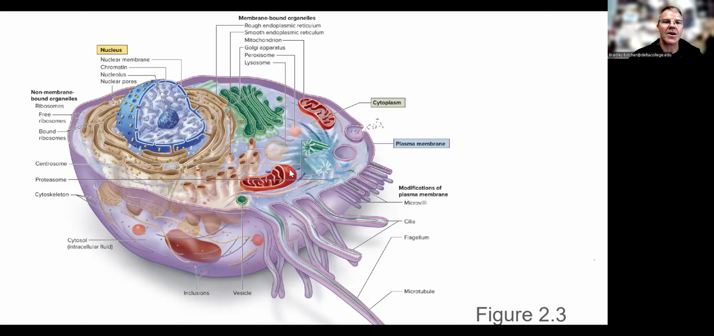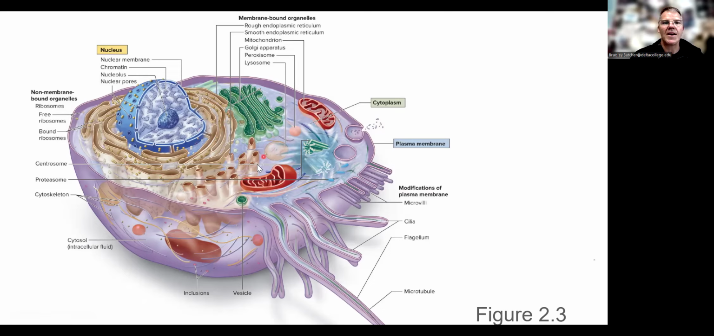Let's see, what else can we point out in here? All cells are going to have these little dotted structures around here. Those are called ribosomes, and those ribosomes take the instructions from DNA and turn them into proteins. There are some other features in here. This kind of blobby looking stuff is called the Golgi apparatus. This extra blobby looking stuff is called the endoplasmic reticulum.